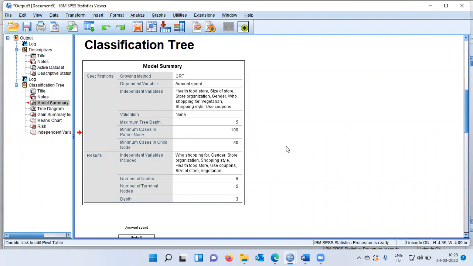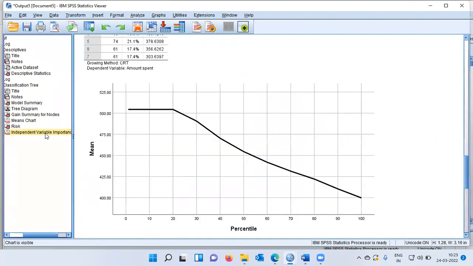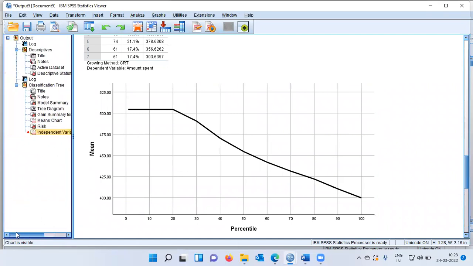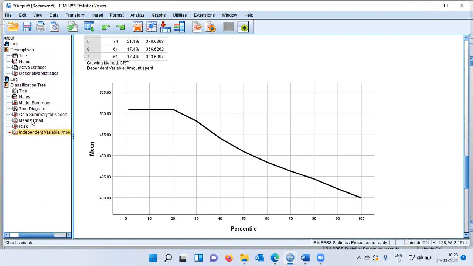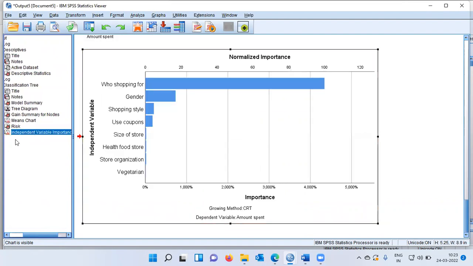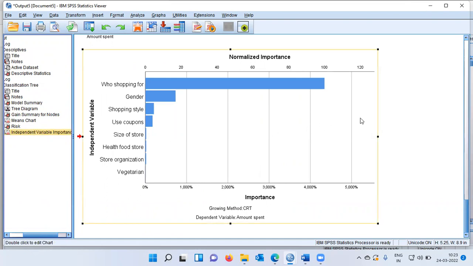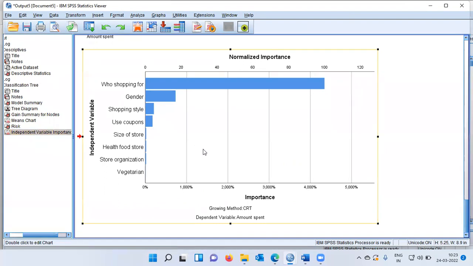Now, I want to understand which are the key drivers of customer spend. So let me go straight to the independent variables list. I'm not able to locate the independent variables list. Yes, this is the one. This is the chart which I was looking at. Independent variable importance. The longer the bar, the higher the importance. The shorter the bar, the lesser is its importance.